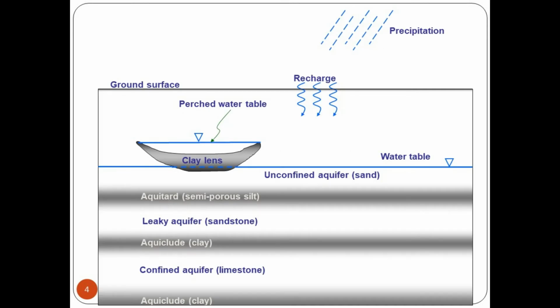In situations where there is an aquitard of limited extent, it is possible for a perched aquifer to exist as shown in the figure. Although perched aquifers may be good water sources at some times of the year, they tend to be relatively thin and small and so can easily be depleted with overpumping.